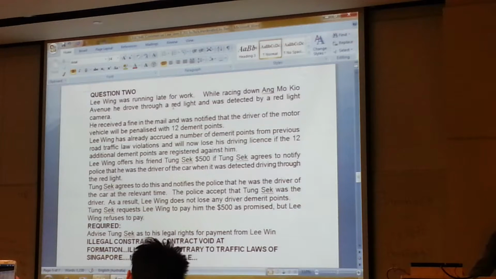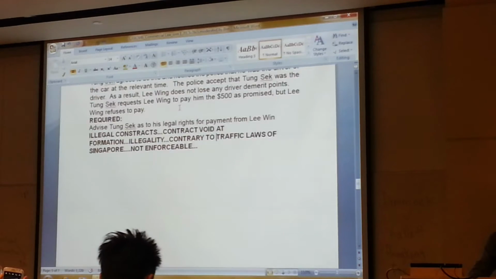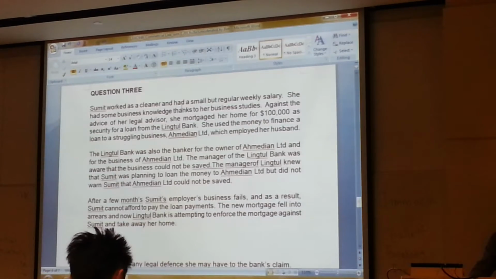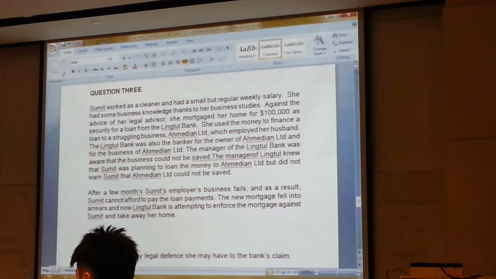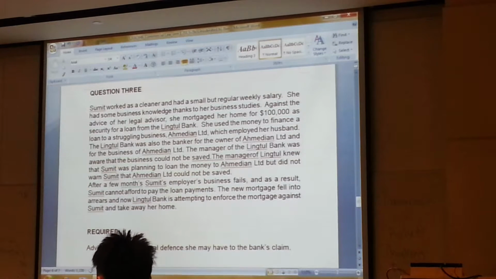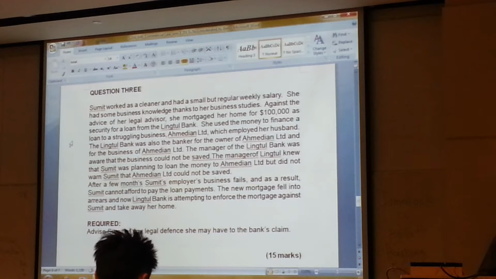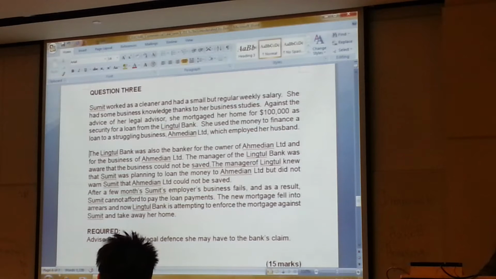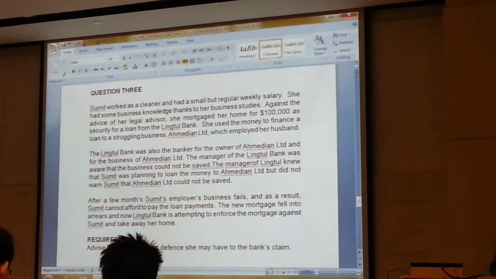Are we done? Okay, let's go on to something more likely, right? The next one. This one, class, is a likely question. Likely. Right. So class, a bit more likely in this one.